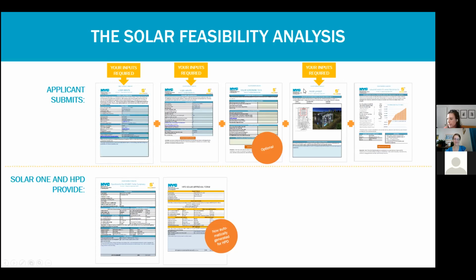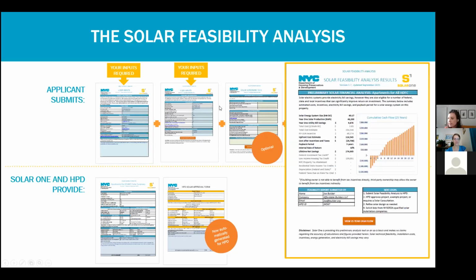And keep in mind that the main goal of this is to get to the results page. So this page we'll spend a little bit of time on later, but that's going to really help you understand the costs and the savings and the feasibility of your project.